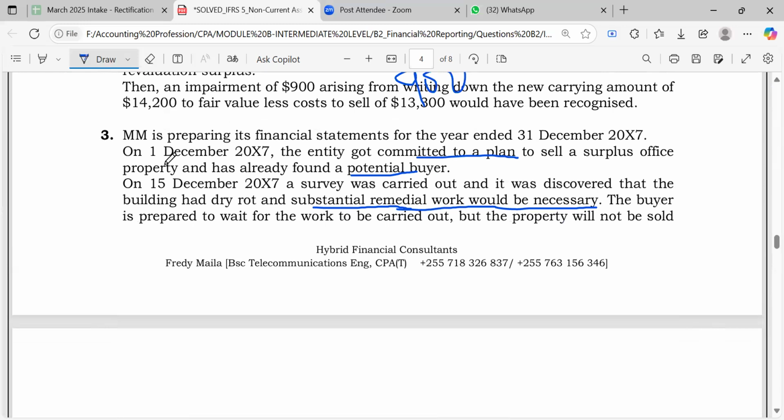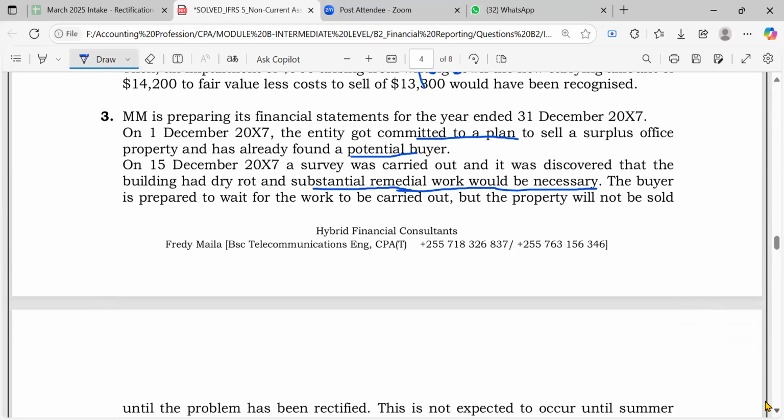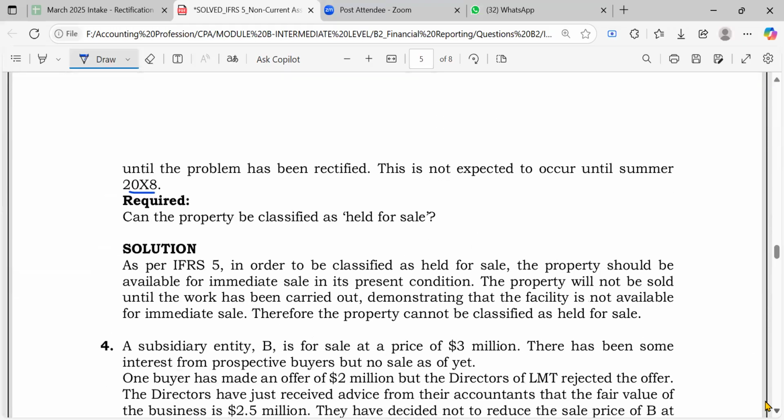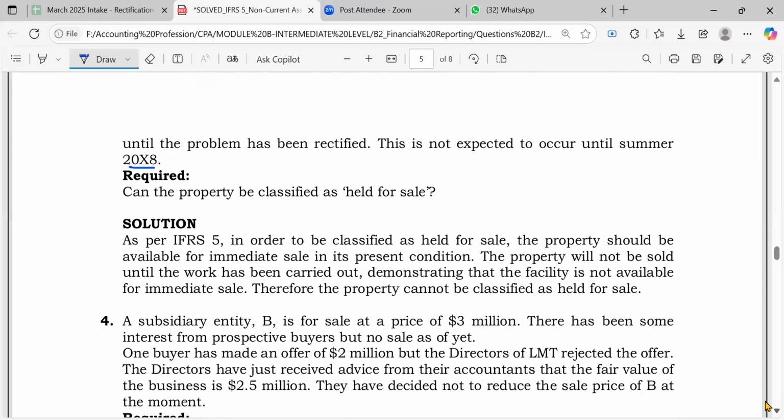What is now? Today is just December. So you are told that you have to wait until the summer of 20 what? X8. So you have to decide, can the property be classified as held for sale? You can see you are asked this question so that they know that you are following those principles or you are just trying to guess, right? So no, it's not supposed to be classified.